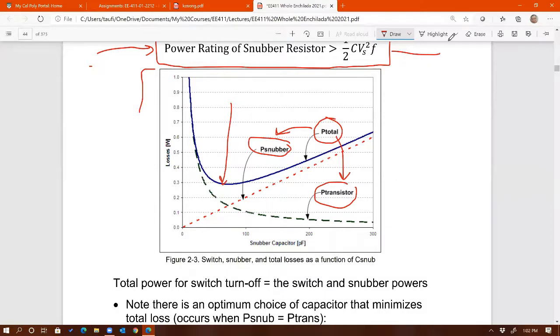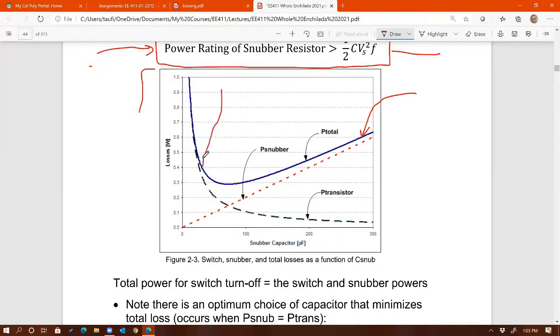Now, what do you see from this total loss? What's nice about this is that you can clearly see that at one specific value of capacitor, you obtain what? Focus on the blue. Minimum amount of total loss, right? So this is what we are interested in.